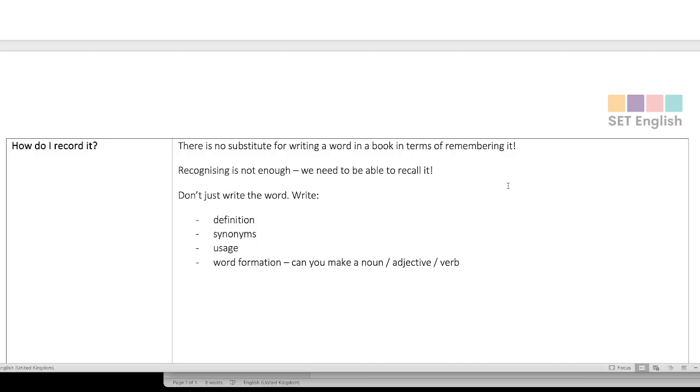You learn a new word, find out the definition for it, find out any synonyms for it, do some usage. You could even do antonyms as well. What are the opposites of this word? These are just suggestions from me. If you don't do it, that's fine.